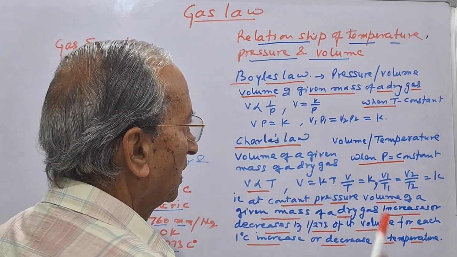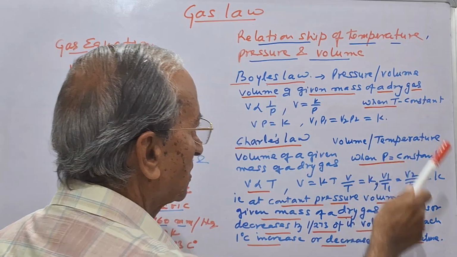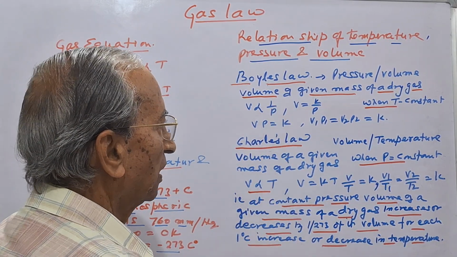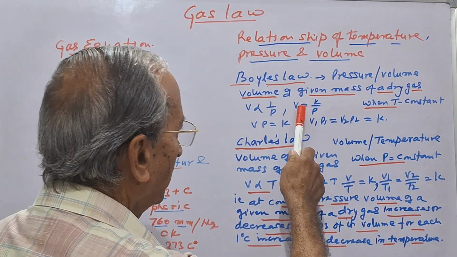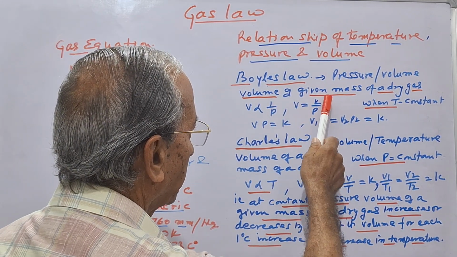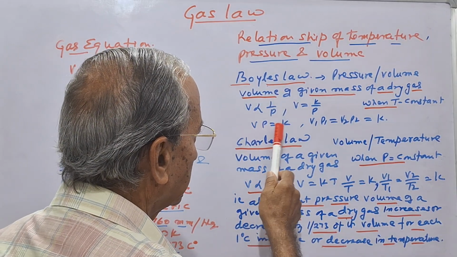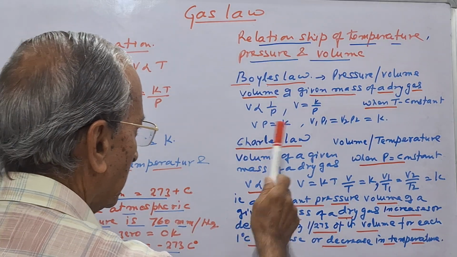So the point is that in the case of Boyle's law, when temperature is constant, volume is inversely proportional to the pressure, and V is equal to K upon P, where K is a constant. So the product of the volume and pressure is a constant. Now second was Charles law.